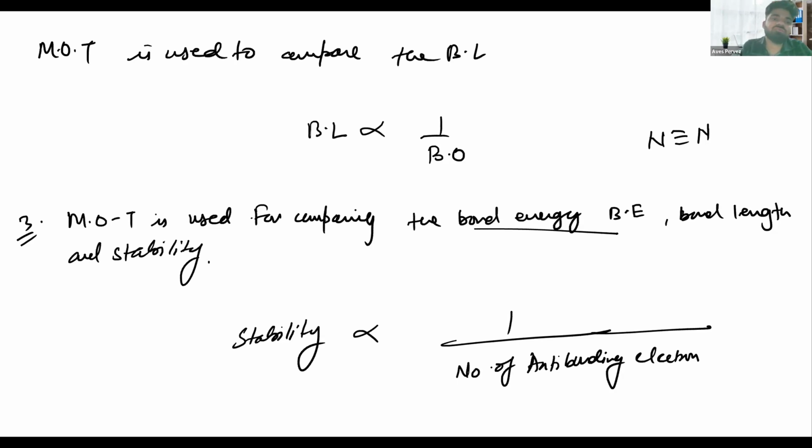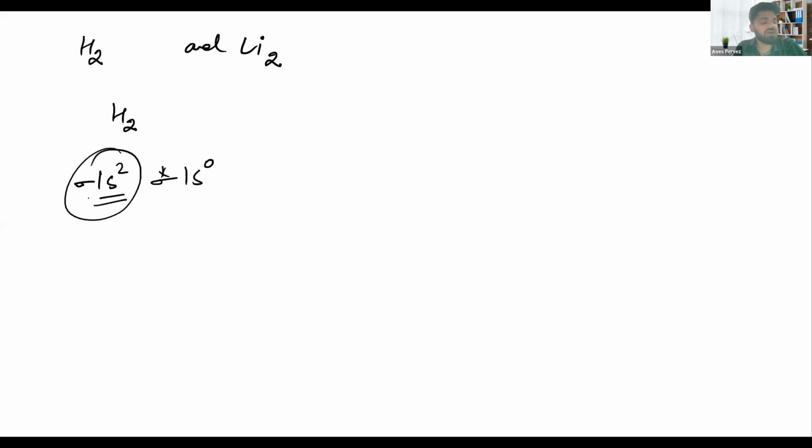So if I ask you which is more stable, H2 or Li2? In H2, we have one electron from each hydrogen, so the total number of electrons is 2. So we will have 1s2 sigma bonding, and then anti-bonding 1s0. In bonding it has 2 electrons, but in anti-bonding it has no electrons.